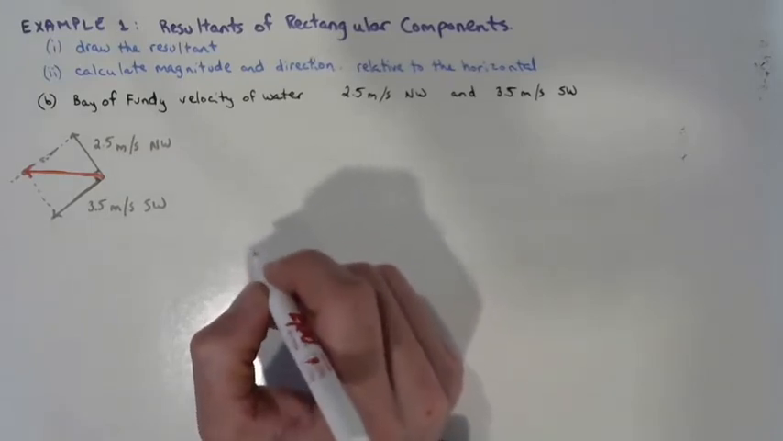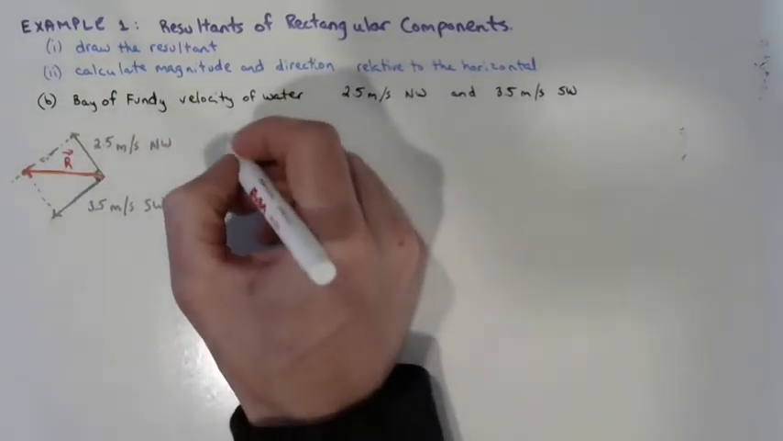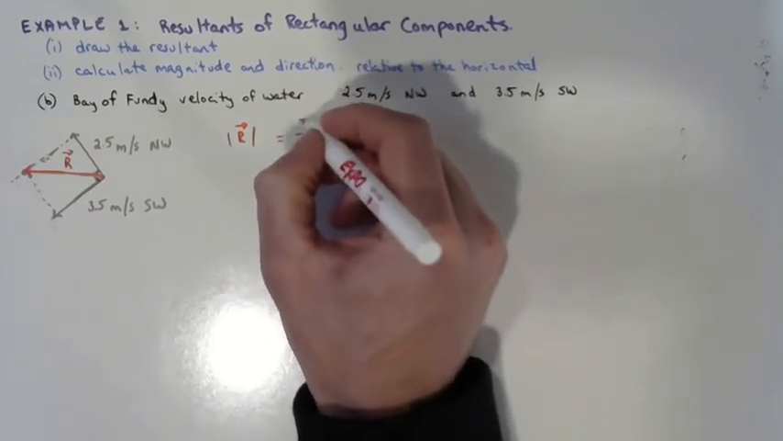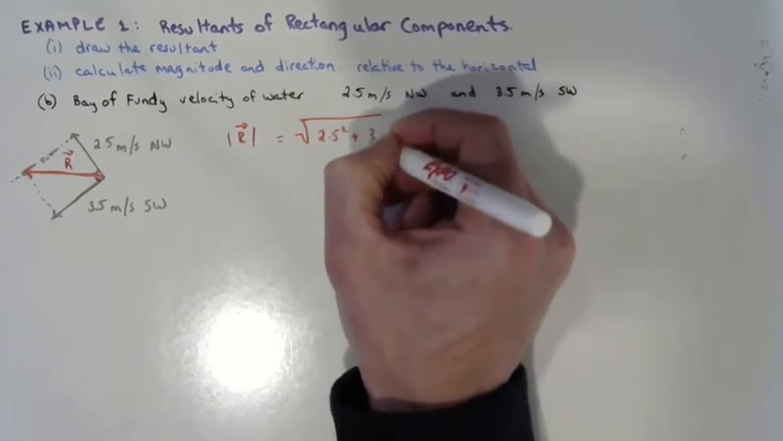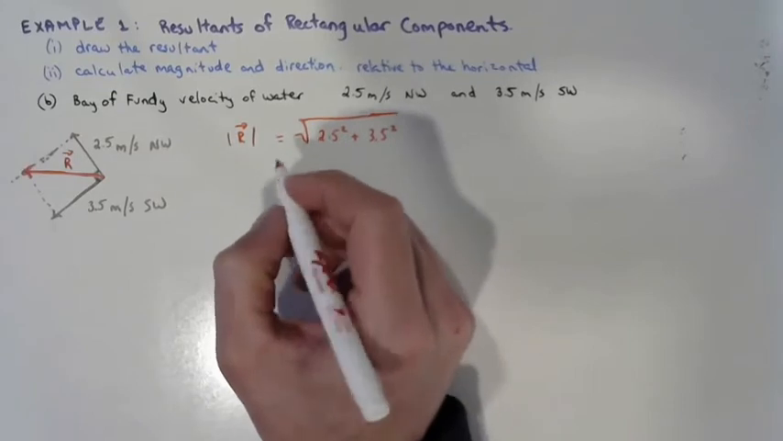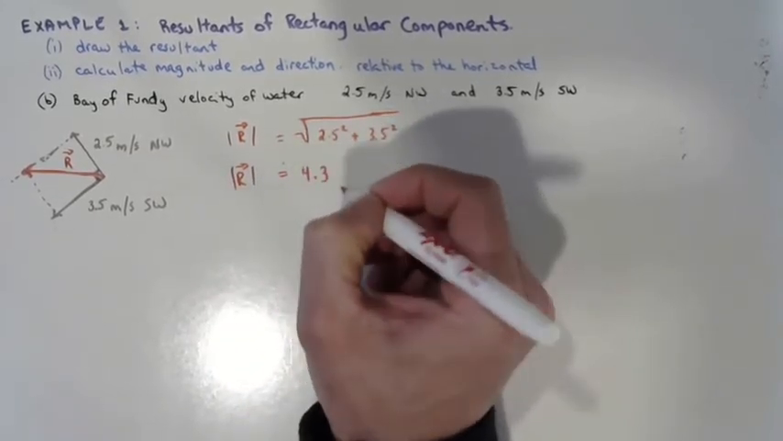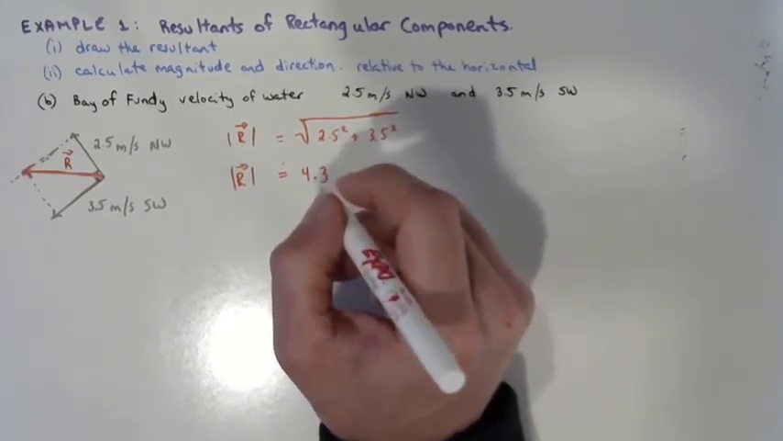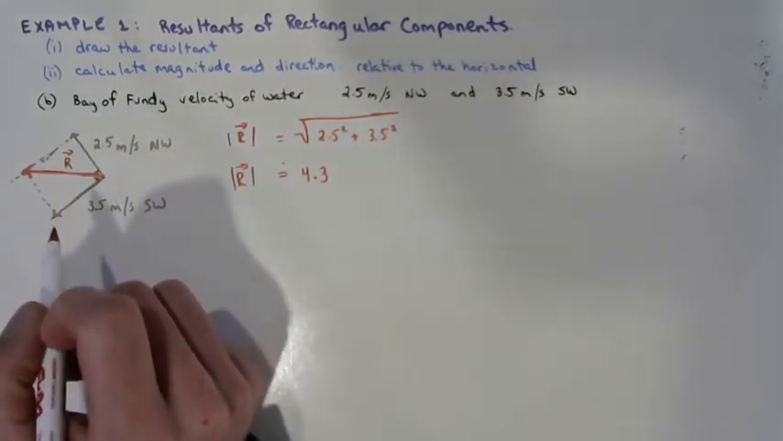In order to get the magnitude of that resultant, I can label this resultant, and I'm going to get the magnitude of the resultant by using Pythagorean theorem. It's going to be the square root of 2.5 squared plus 3.5 squared. You can type that away in your calculator. You will get a magnitude of approximately 4.3 meters per second. It's the magnitude. Now we need the direction.